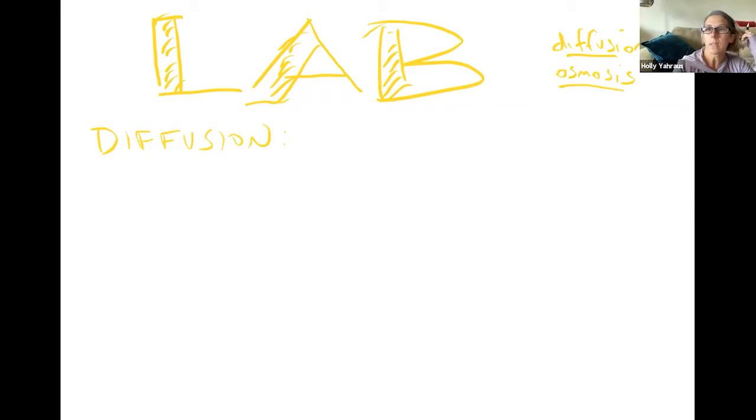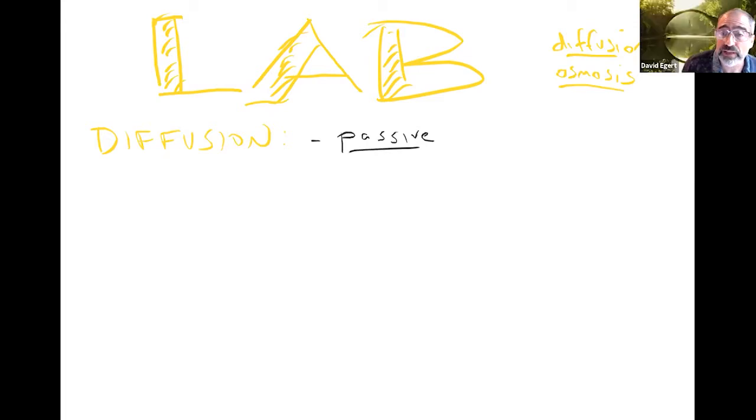Facilitated or unfacilitated? Right, so even before that, what's a more important defining quality of diffusion? High solute is normally spreading to a lower solute. But it's passive. You don't have to add extra energy to it. And the movement is always from high to low concentration.